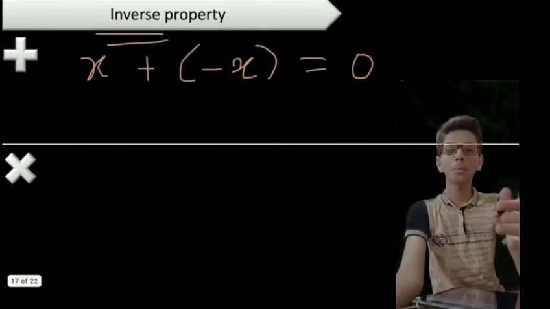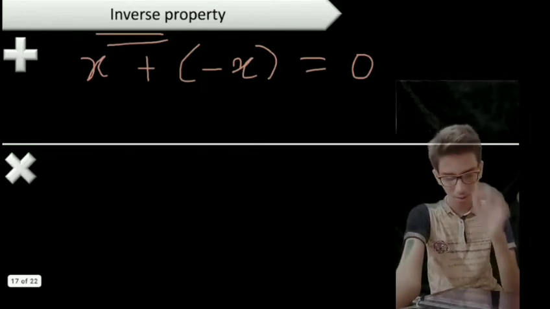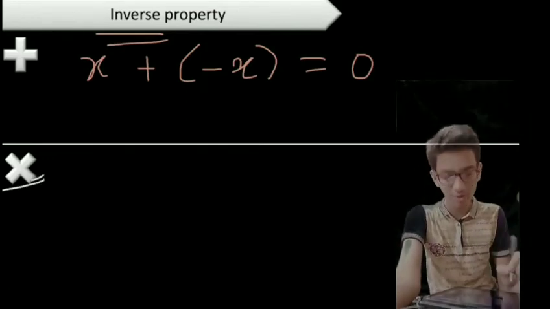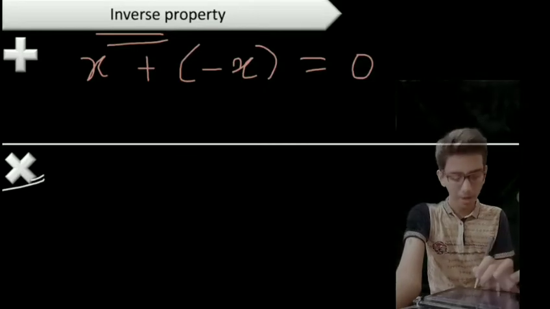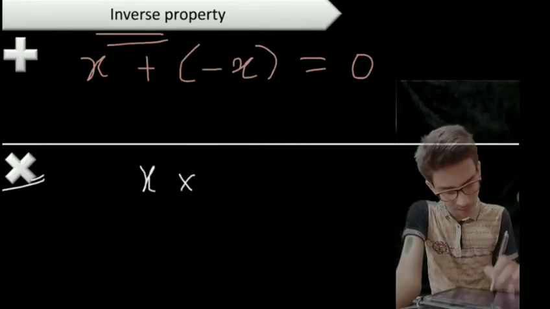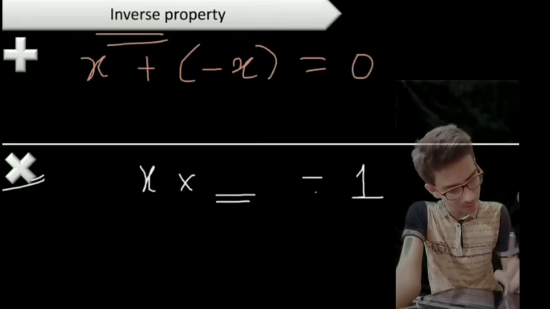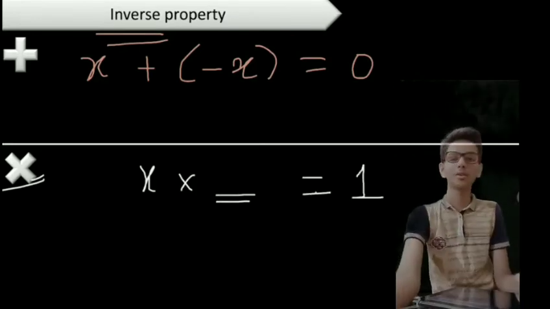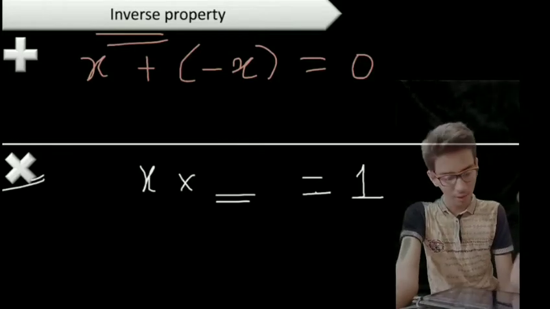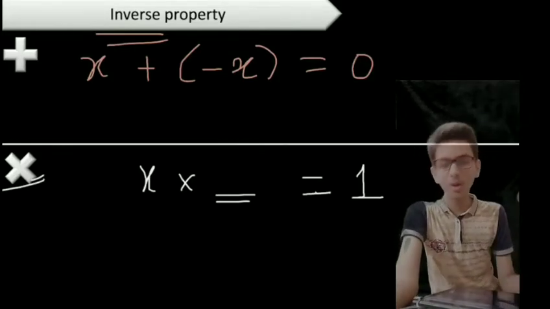It takes so much pain to write, yeah? Now let's go for multiplication, the multiplicative inverse. You are multiplying two numbers in such a way that you get a 1. You're not getting a 0 here, you're getting 1. So how will you get 1?